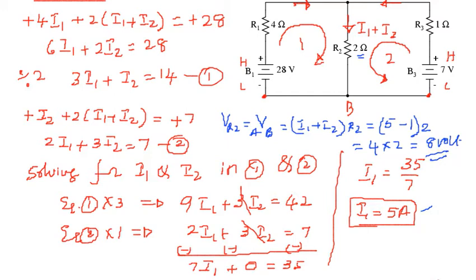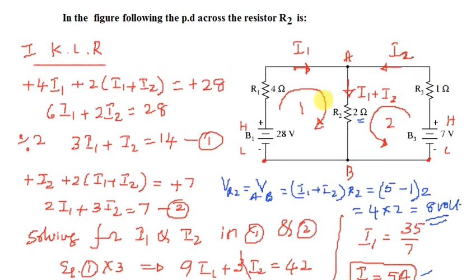So the potential difference across the ends A and B, here is A and here is B, the answer comes 8 volt. That is the potential difference between the two terminals, and the answer is 8 volt, right? So answer is 8 volt.